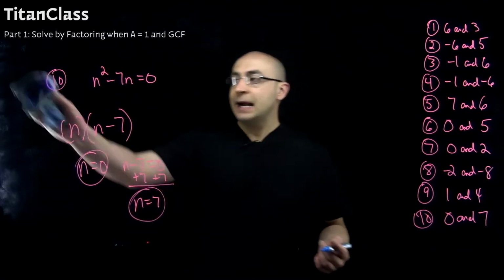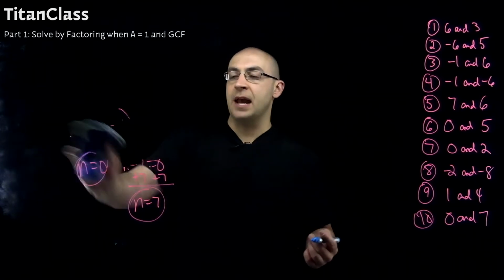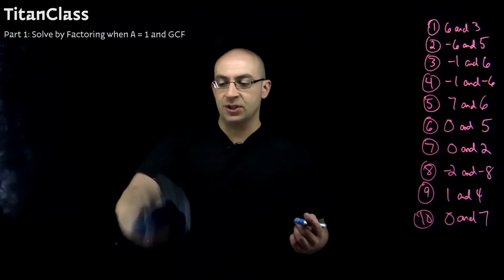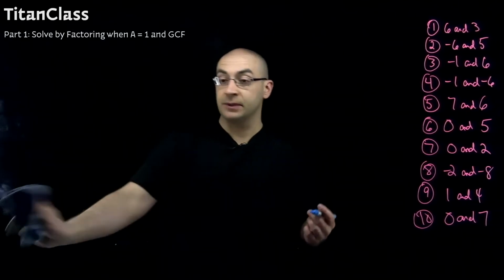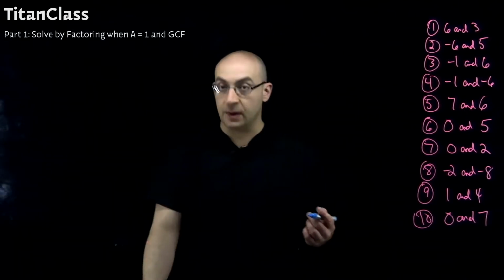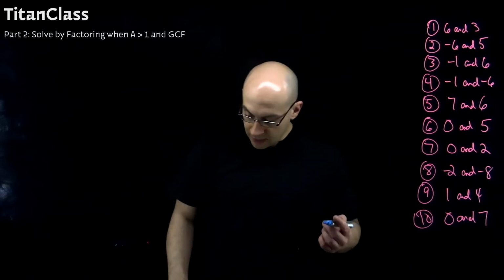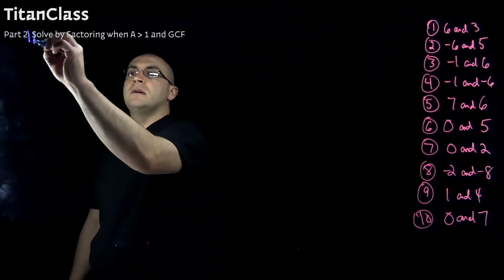All right, next set of problems is going to be a is greater than 1 with some GCF thrown in. So if you see a GCF, it's probably going to have an a value that is greater than 1 as well. All right, so let's go ahead. Number 11. Oh, that's way too high.